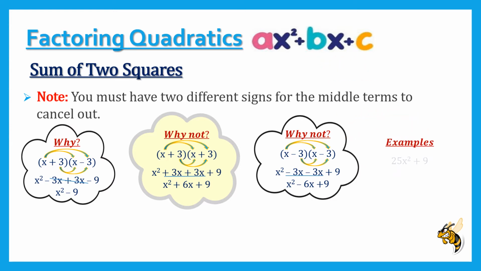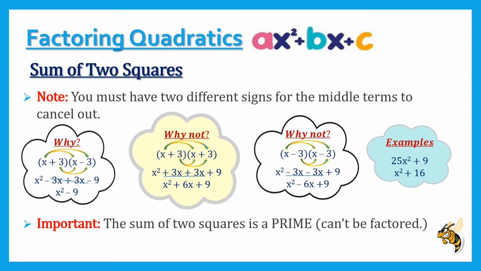So what does the sum of two squares look like? 25x squared plus 9, or x squared plus 16. Based on the why and the why not, we now realize that it's important to note that the sum of two squares is prime and it cannot be factored. It can't be factored, so it's in the prime state.